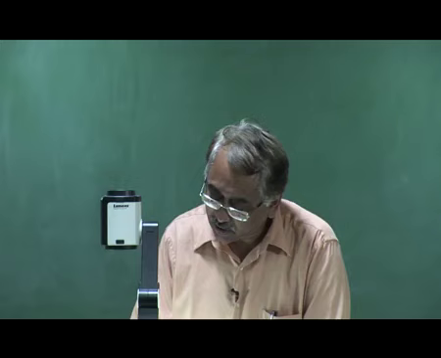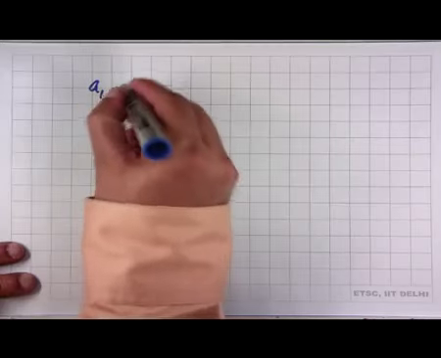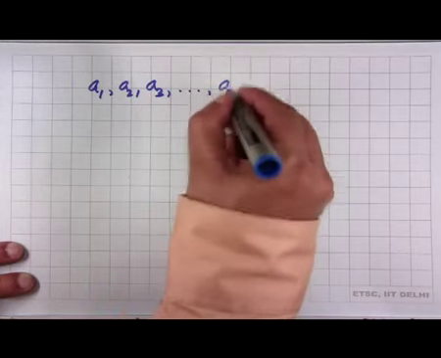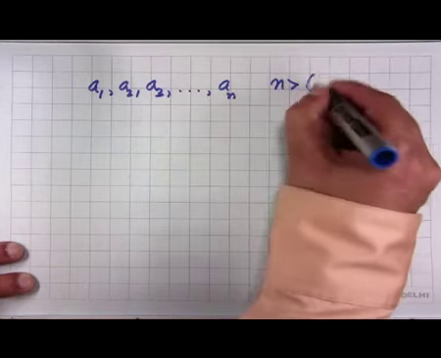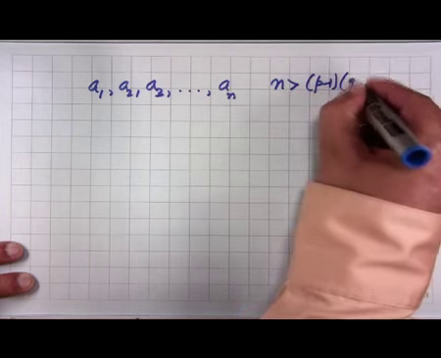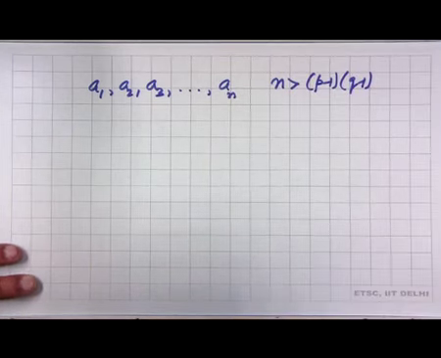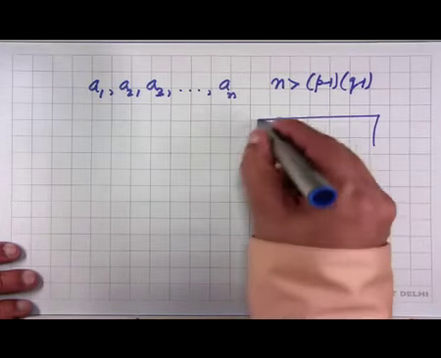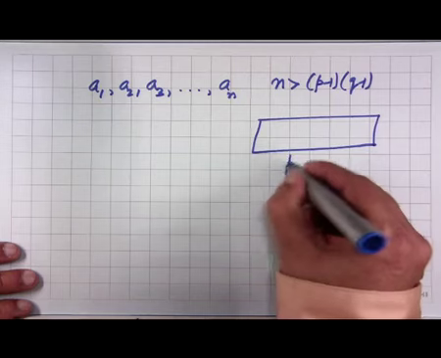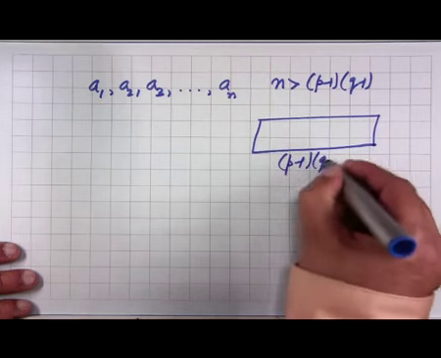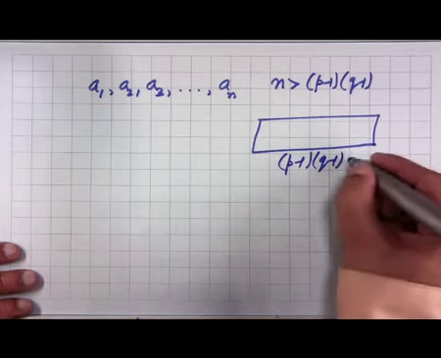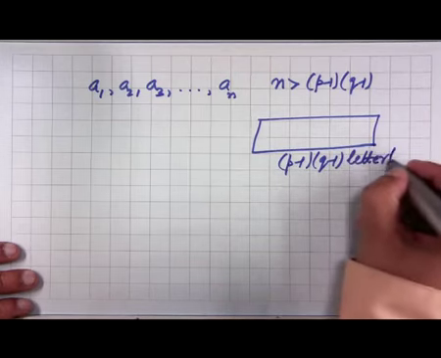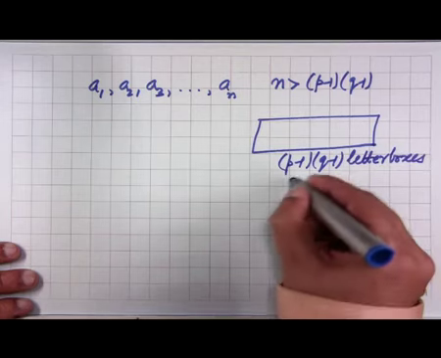So what I have is n terms, a1, a2, a3, and so on, an. I'm given that n is more than (p minus 1) into (q minus 1). Now this suggests that I somehow have to make up a box consisting of (p minus 1) into (q minus 1) slots, or letter boxes. I have to place n letters in them.